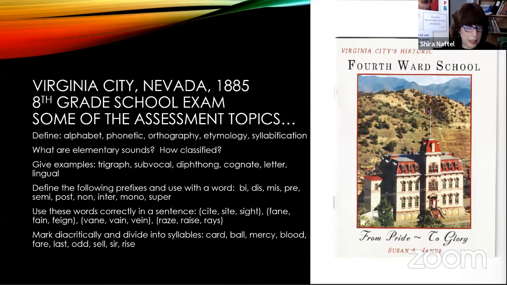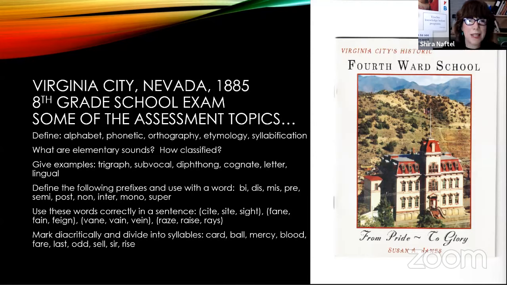So this is my little, to get us real, Virginia City, Nevada, 1885 8th grade school exam, some of the assessment topics. This is what they were training children in this school to become teachers, the girls to become teachers. This was Virginia City during the Comstock Lode. They actually were kind of a wealthy community, and this is the first school in the United States that had running water. It was 4 stories high.